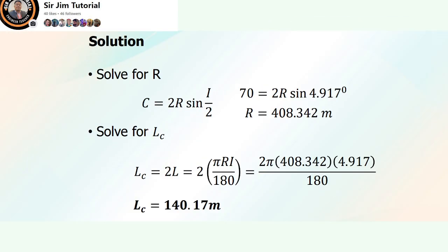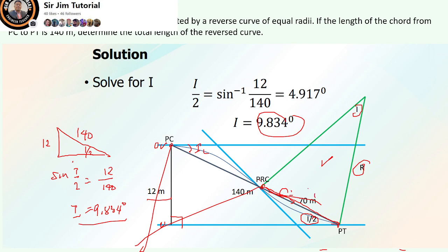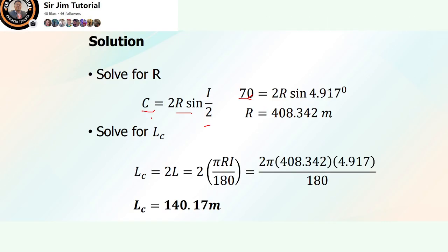We can use this formula, C is equal to 2R sine I over 2. We substitute C is equal to 70, it's given here. And then we calculated I, which is 9.834. This is already I over 2. 9.834 over 2 will give you 4.917. So from here, from your calculator, you can compute the radius.